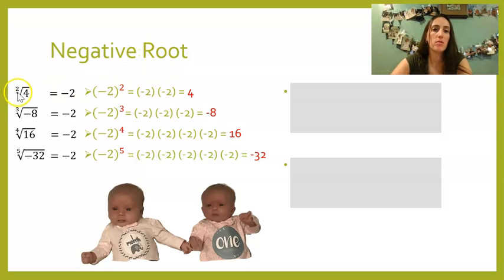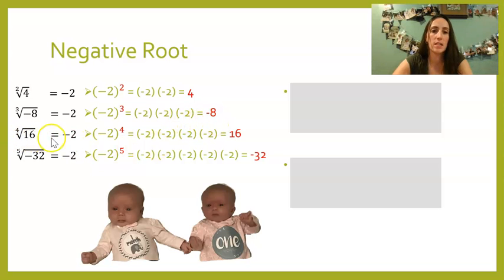So think about the square root of 4. The square root of 4 can equal negative 2. I know that's the case because if I take negative 2 and I square it, that means I have negative 2 times negative 2. And negative times negative is a positive, and 2 times 2 is 4. If I have the cubed root of negative 8, that can equal negative 2. And I know that's the case because negative 2 cubed is going to give me negative 8.